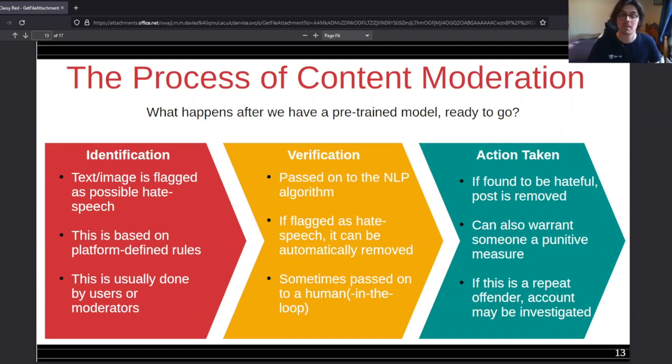And it's usually done by some user or moderator. You see the flag button on tweets, or if you are on Reddit and you're a moderator, you can flag posts as being bad. Then we go on to verification. So it's passed on to the NLP algorithm. Now, sometimes it's flagged as hate speech and just automatically removed. However, sometimes you only have, say, 60% certainty that it's hate speech.